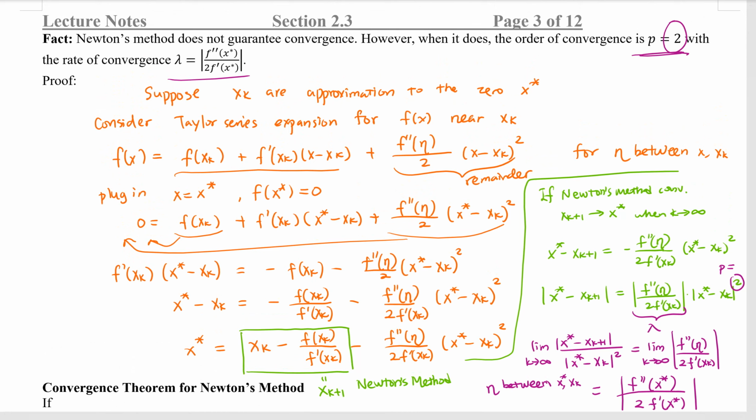And do you remember the regular false position method? The order of convergence is 1, and for the secant method, the order of convergence is 1.62. So you can see, if all three methods, the regular false position method, secant method, and Newton's method, converge, then Newton's method will converge faster than the other two. So far, so good, everybody?